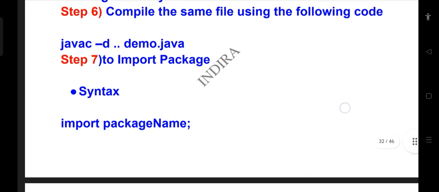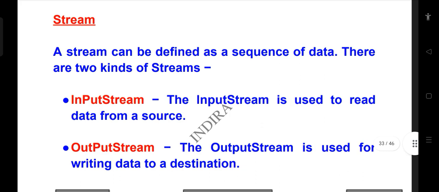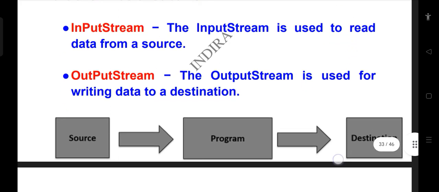After package, streams is another important topic. Stream is nothing but a sequence of data. There are two types of streams: input and output. If the stream reads data from a source, then it is called an input stream, whereas if a stream is used to write data to a destination, then it is known as an output stream.